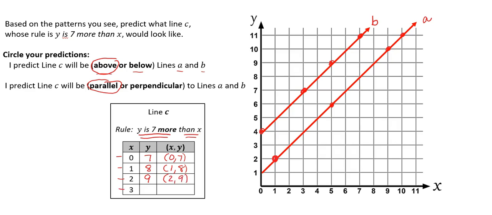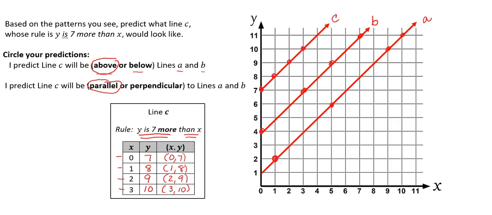And the last one has an x of 3. So the y would be 10. So that's 3, 10. I'll go ahead and plot those points. So we have 0, 7. And then 1, 8. So go over 1, up 8. 2, 9. So go over 2 and up 9. And 3, 10. So we'll go over 3 and up 10. And I will connect those points to make line C.